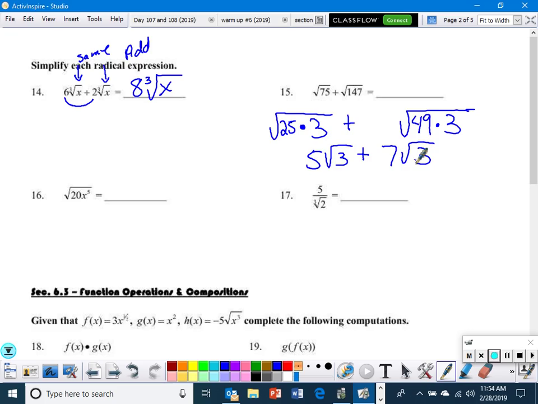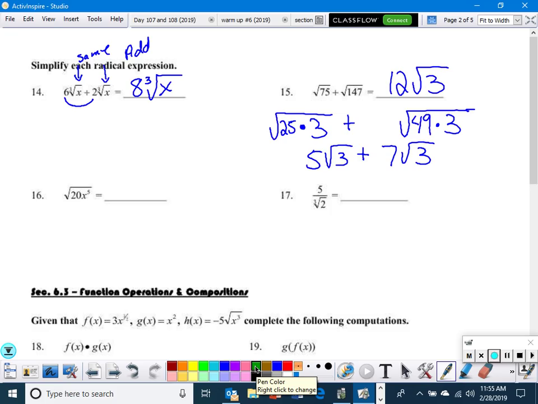Oh, we can now add them together because the radicals are the same. So 5 plus 7 is 12. So our answer is 12 square roots of 3.